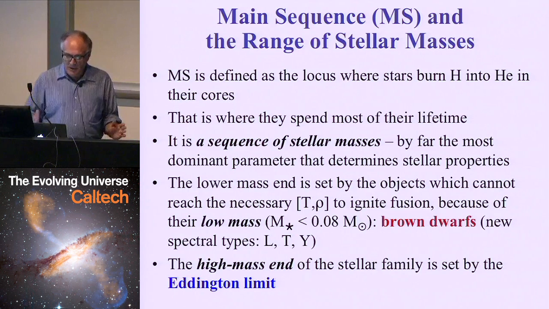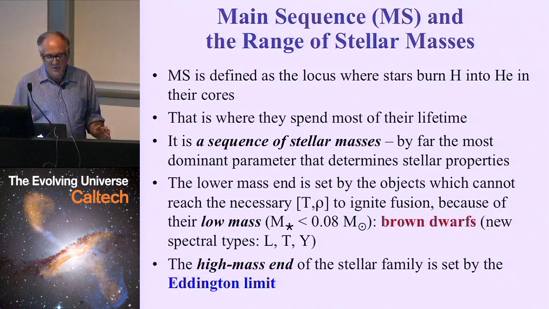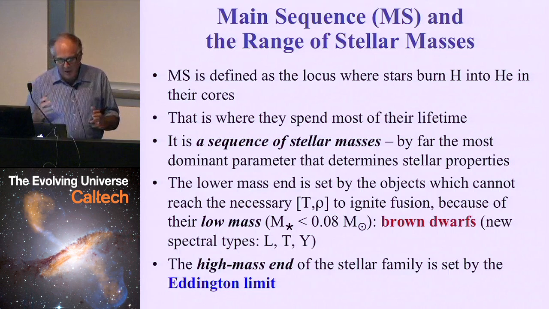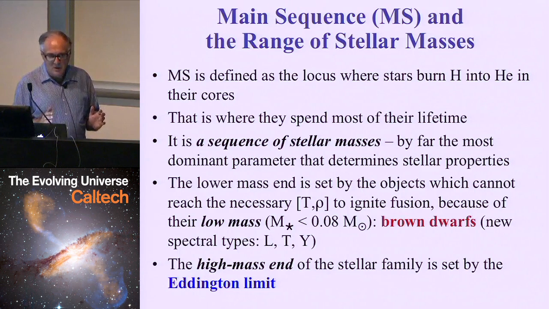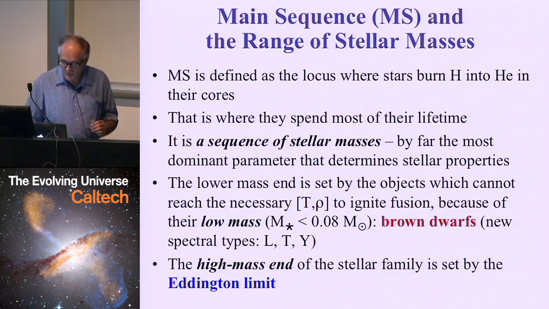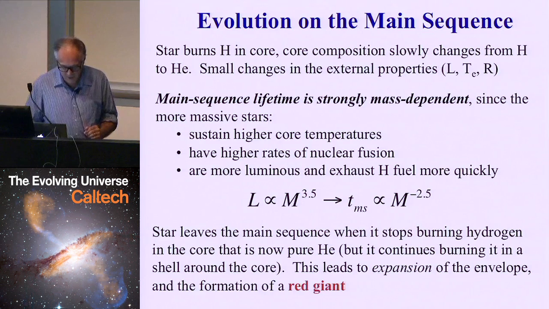Now, the lower end is the cutoff of the brown dwarfs, which we talked about before. Stars that are not massive enough to achieve enough temperature and density in the core to ignite hydrogen, although they might burn some deuterium, those objects are brown dwarfs. They just cool off. And on the high end, there is also a limit, and it's called the Eddington limit. It's due to the famous astronomer Eddington, who actually established most of the stellar astrophysics. And it works like this.